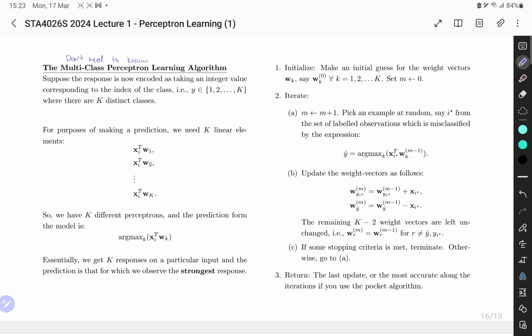So let me just quickly explain. We've got some error function which just counts how many things we are misclassifying. We've got 200 observations. We start out by misclassifying around 140 of them. And then at each update, what do we do? We apply our perceptron learning algorithm. We pick an example, we adjust the weight vectors accordingly, and we keep doing that.